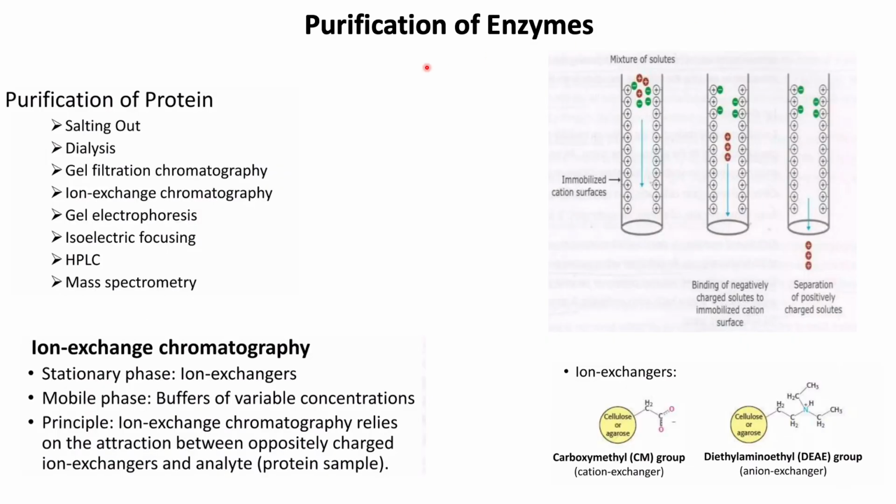So moreover, enzymes could be purified by several methods to study their structure and functions. So they can be purified by several methods of precipitation, electrophoresis, and chromatography. And in the question, the enzyme has been purified by ion exchange chromatography. So it uses a stationary phase, which are ion exchangers that could be either cationic or anionic, and a mobile phase that are buffers of differing concentrations.